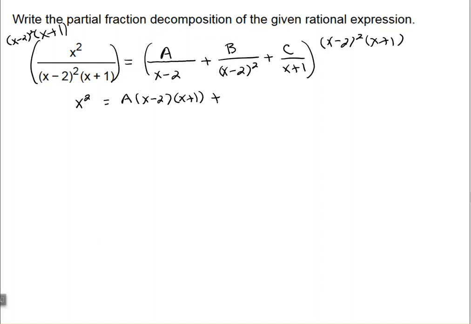And then I'm going to multiply the second fraction by the x minus 2 to the second times x plus 1. So my denominator in the second fraction, x minus 2 to the second, cancels with the x minus 2 to the second that I'm multiplying by, and I'm just left with b times x plus 1. And then the third fraction, the x plus 1's would cancel, so I would have c times x minus 2 squared.